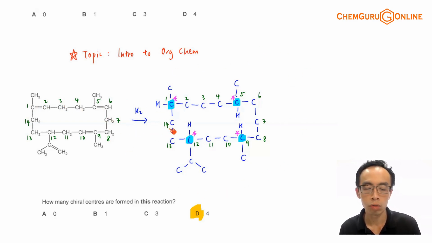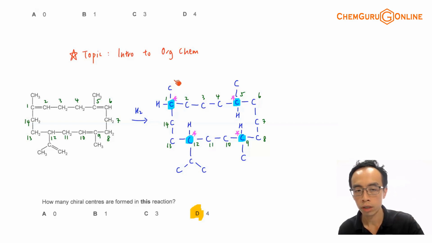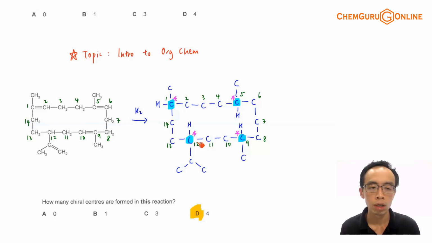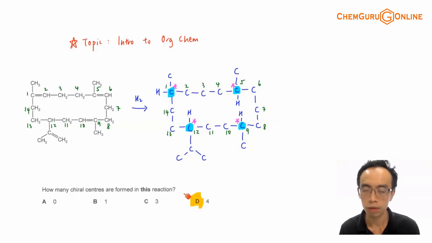And the next thing we do is we just look out for a chiral carbon bonded to 4 different groups. Carbon position 1 is chiral because it's bonded to CH3, hydrogen, and 2 different groups. So carbon position 1 is chiral. Carbon position 5 is also chiral. Carbon position 9 and carbon position 12, they're all chiral. So basically, a chiral carbon is just a carbon bonded to 4 different groups. We should be able to identify each one of them. And I'll have just 4 chiral carbons here. So the answer to this question, very, very simple exercise, will just be option D.